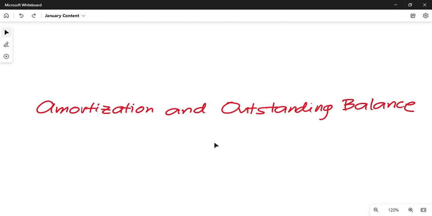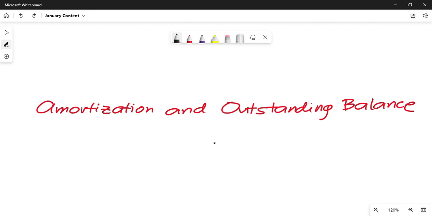So today we will be learning about amortization and outstanding balance. This is a lesson from your, I think, grade 11 general mathematics, and actually this is a practical lesson that most of us can make use of in the future. So let's start with amortization.